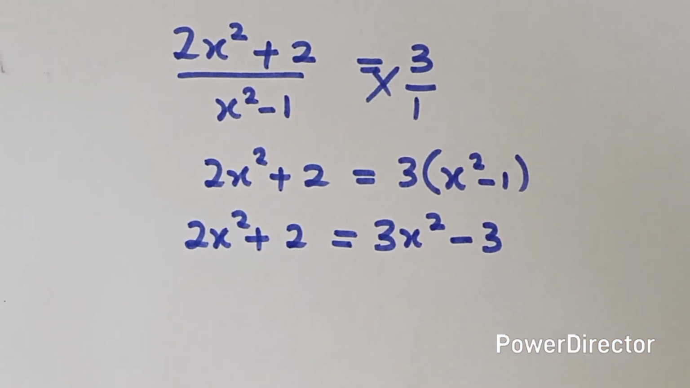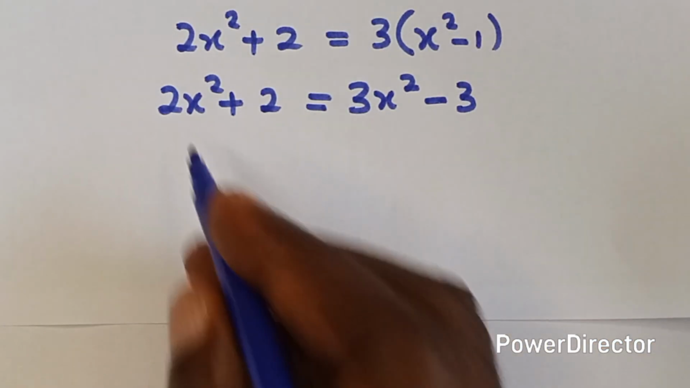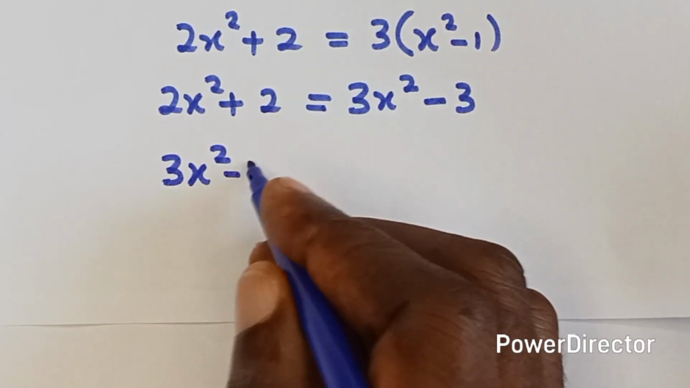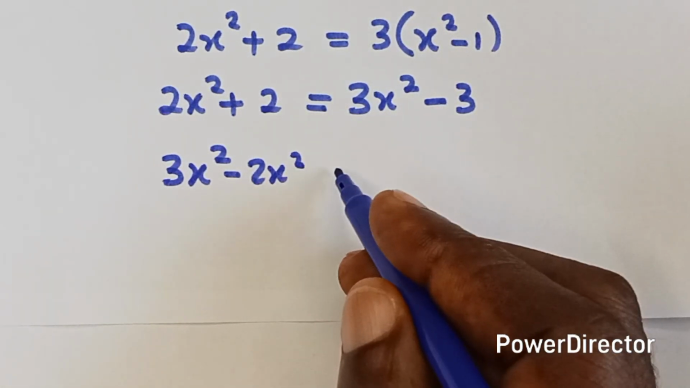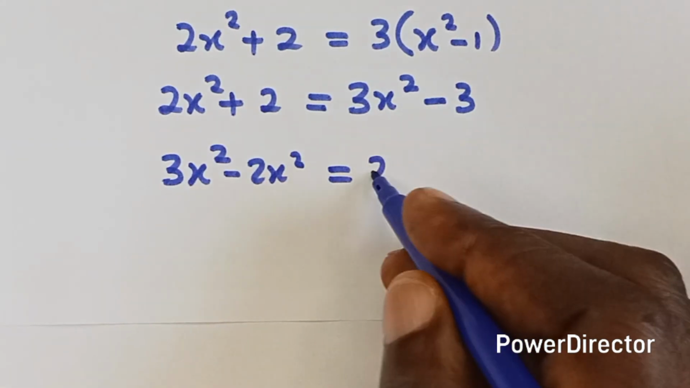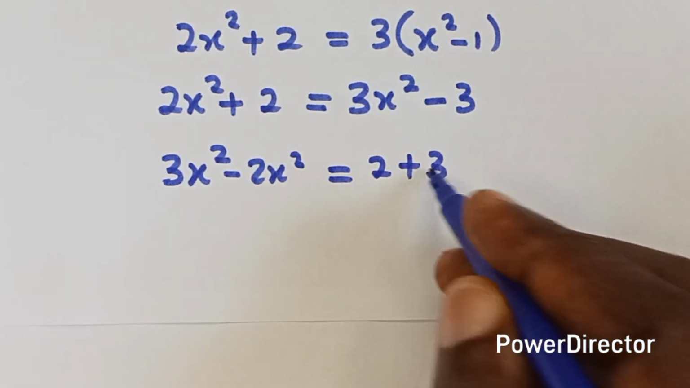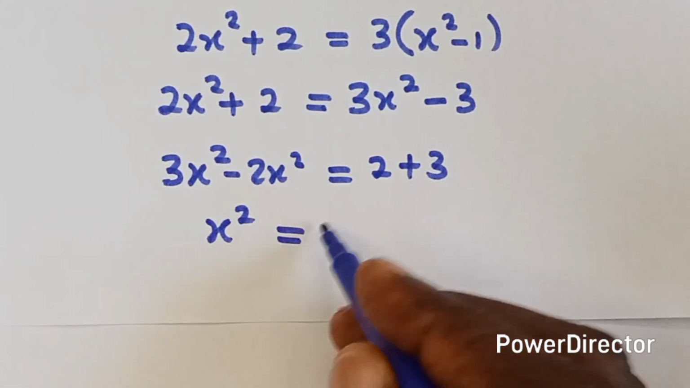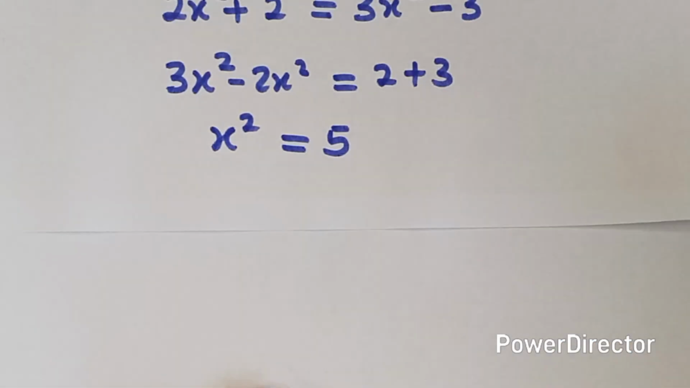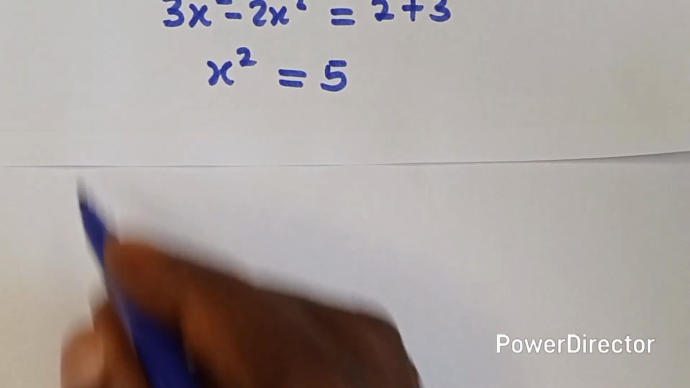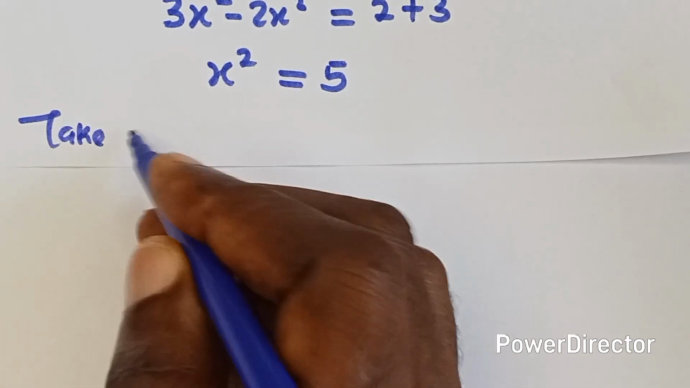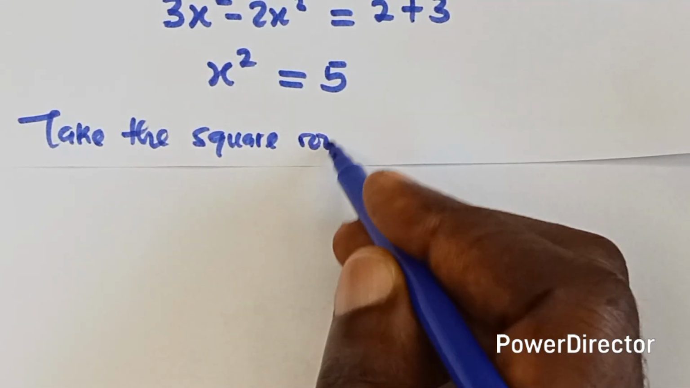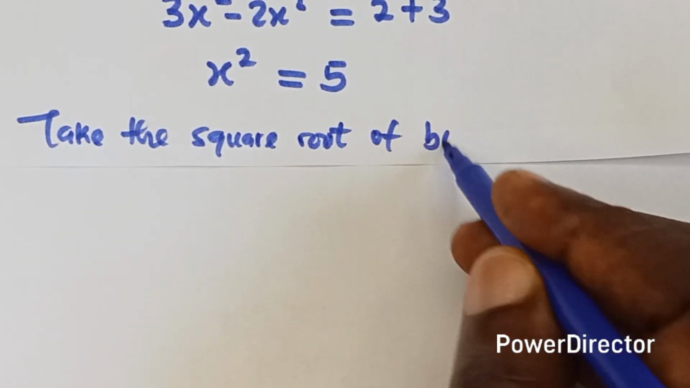We also need to collect like terms here. So we have 3x squared minus 2x squared, and then here we have 2, it becomes plus 3, and this gives x squared equals 2 plus 3, which is 5. Then let's take the square root of both sides.